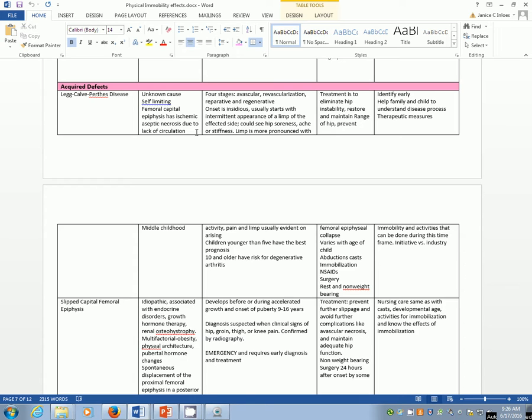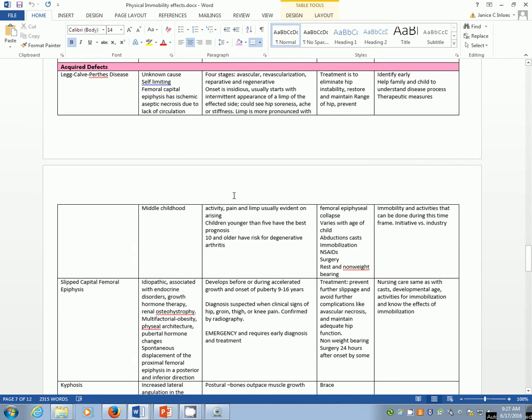Remember, these children are in initiative versus industry, and we've got to be sure that we've got activities that they can participate in, because this is really going to be hard for them. They're not going to feel sick, they're not going to feel bad. They just are going to have to wait until this disease process works its way through from start to finish. Usually we don't notice it until the vascularization has caused enough necrosis for the kid to start limping.